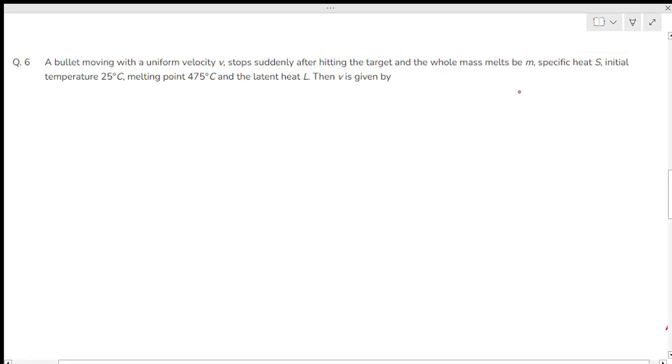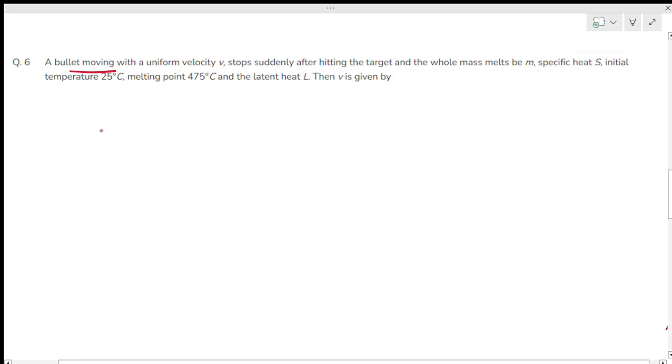So it's a BITSAT level practice problem of heat and thermodynamics, basically from the heat chapter. Here is a specific heat and latent heat question. There is also a playlist for BITSAT. You can also try it for JEE Main as well.